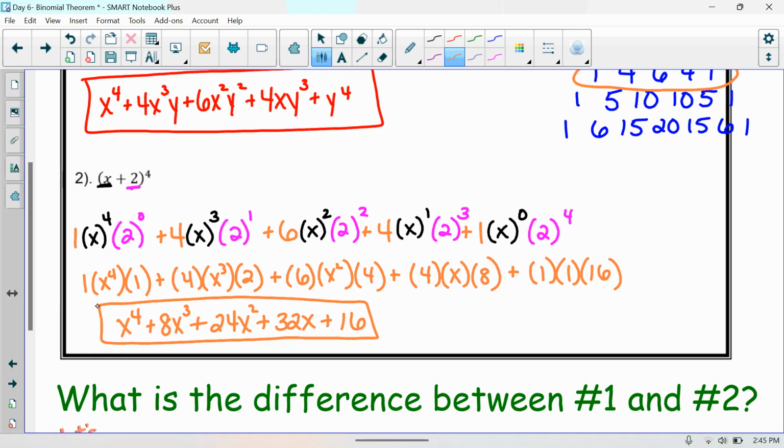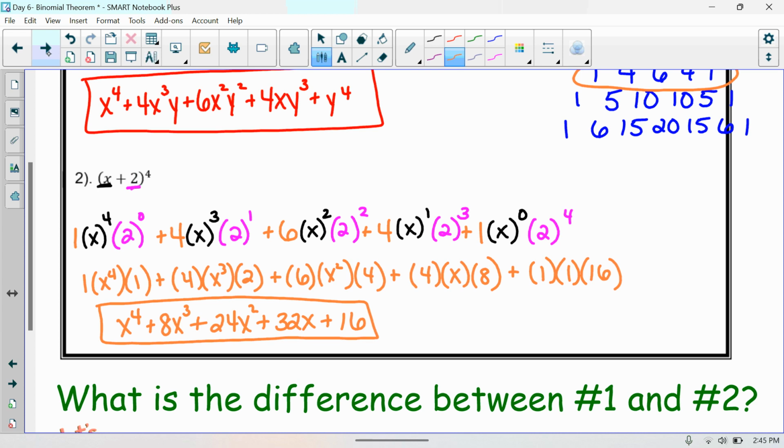So what's the difference between numbers 1 and 2? Hopefully you notice that number 2 has an extra step involved because my terms are not both variables. One of them is an integer, and therefore I have to evaluate those exponents.